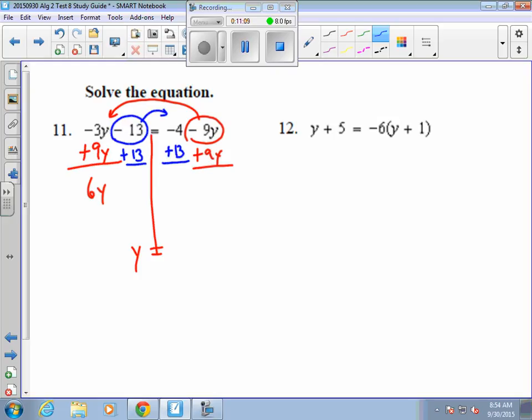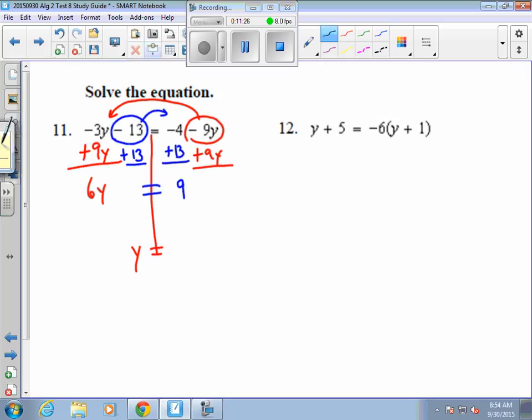Negative 4 plus 13, again, opposite signs, subtract them. 13 minus 4 is going to be 9, and 13 is the higher absolute value, so it's a positive 9. Now we have one more step to do in this equation. It says 6 times y is equal to 9.